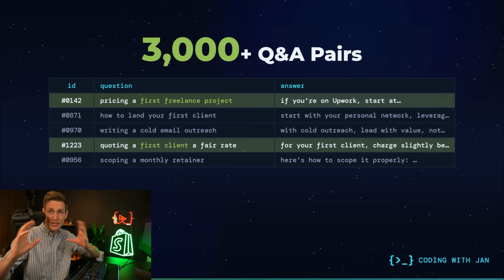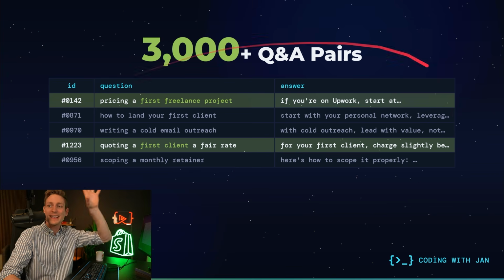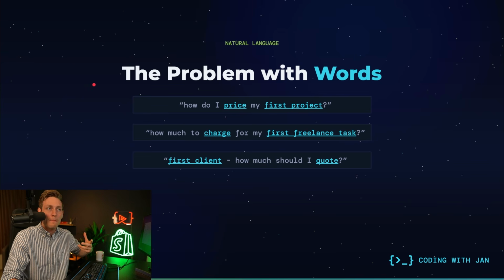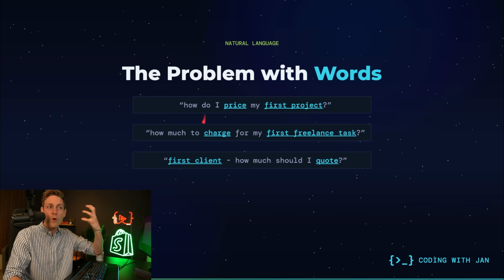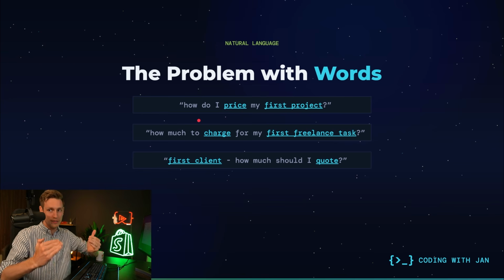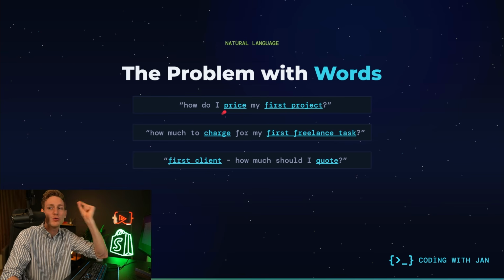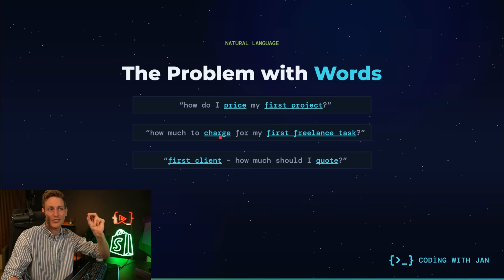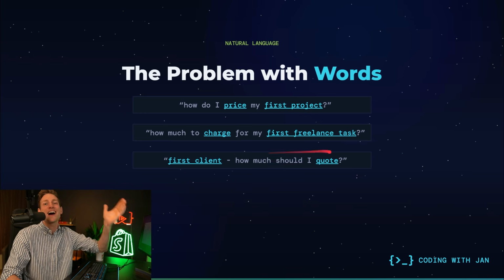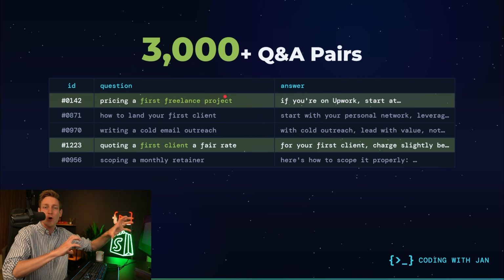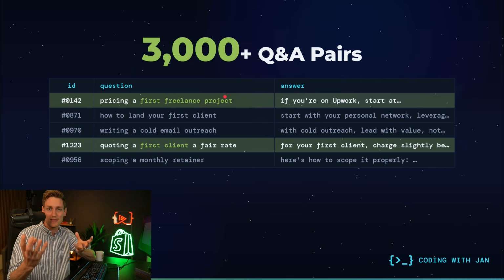The problem with traditional databases, however, is that they're kind of like a spreadsheet. And in order to find the right entries, I need some keywords to match. But the problem with natural language or words is that different people phrase their questions very differently. So the first person might say, how do I price my first project? The next person might say, how much to charge? Or I got my first client, how much to quote? So it would be quite difficult to anticipate all the different words and ways people would articulate these questions.